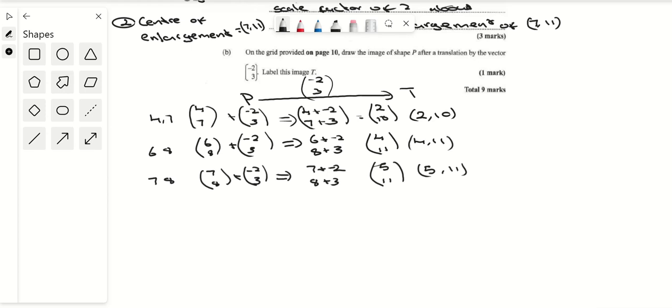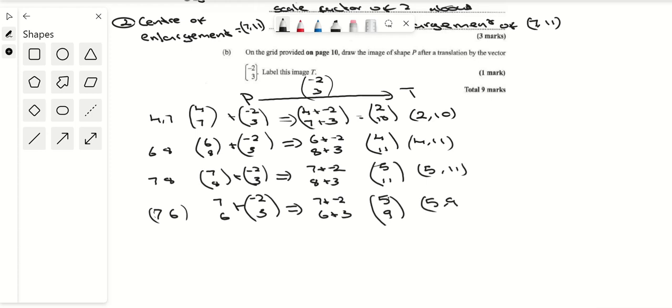Right? Then your next coordinate is 7, 6. Change that to a column matrix, 7 on top, 6 at the bottom, plus -2, 3, right? That is equal to 7 plus minus 2 and 6 plus 3. 7 plus minus 2 is 5, and 6 plus 3 is 9. So it will be 5, 9.